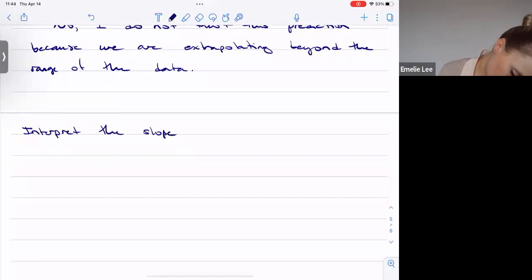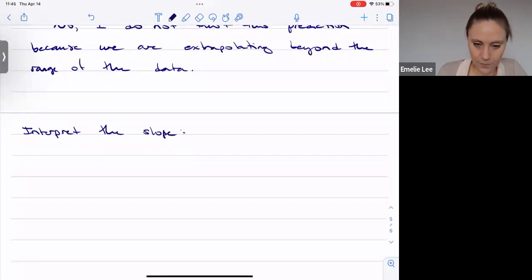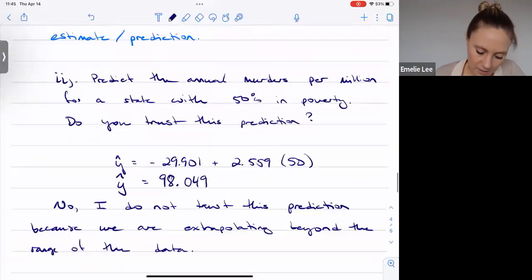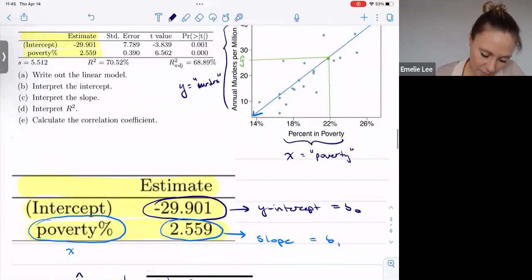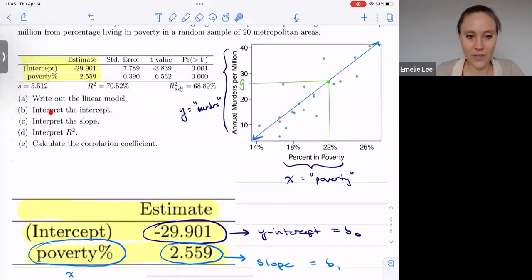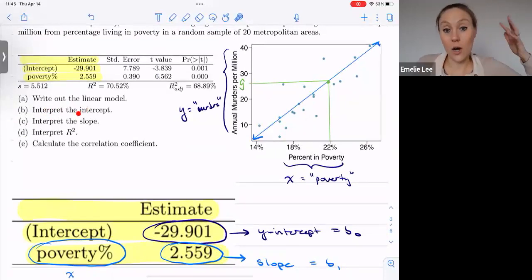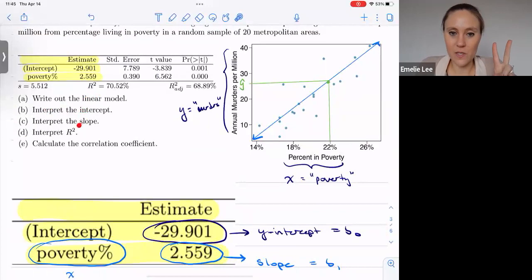Interpret the slope. Notice how that's the meat and potatoes of this problem. Write out the linear model. That's arguably quite easy, especially if you have the output, you can just plug things in. And then most of the work here is interpret the intercept, interpret the slope, interpret R-squared, which I'm going to introduce by definition. So we'll get there.